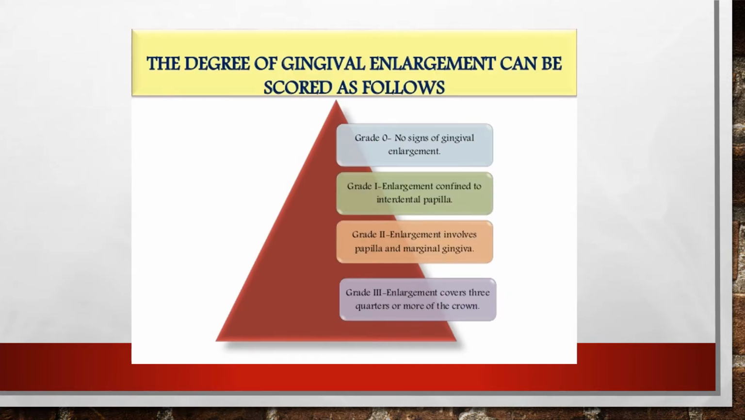Then comes the degree of gingival enlargement, which can be scored as follows, based on Bockenham et al. in 1964. Grade 0, no signs of gingival enlargement. Grade 1, enlargement confined to interdental papilla. Grade 2, enlargement involves papilla and marginal gingiva, and grade 3, enlargement covers 3/4 or more of the crown. In our clinics we are mostly following this scoring of gingival enlargement.